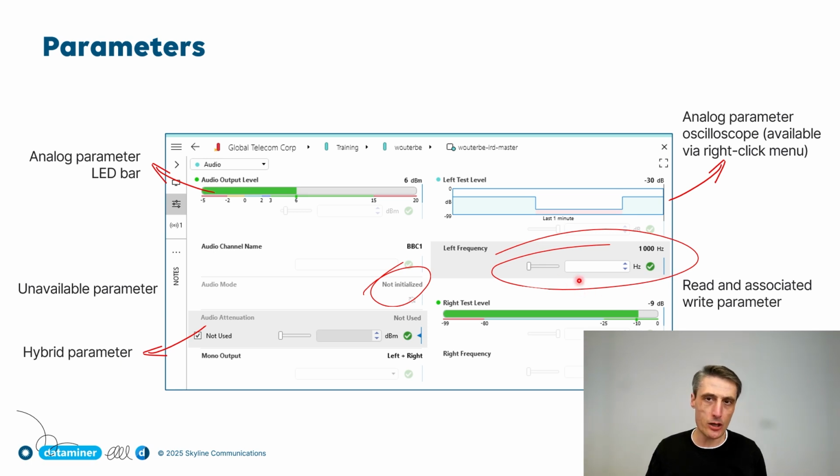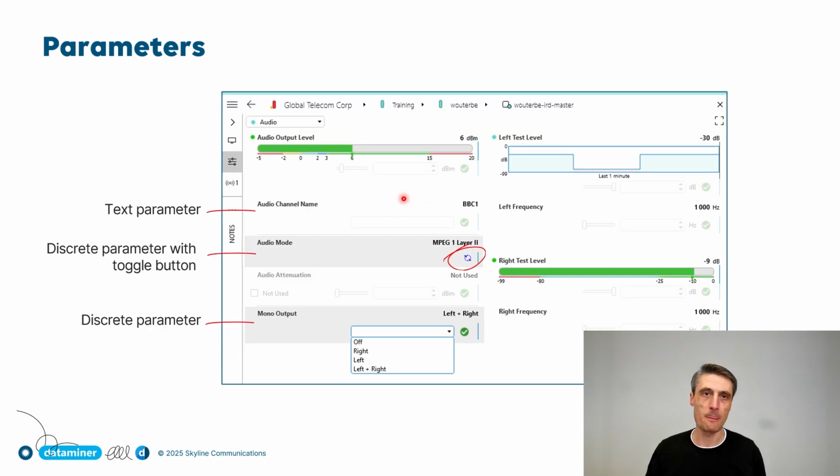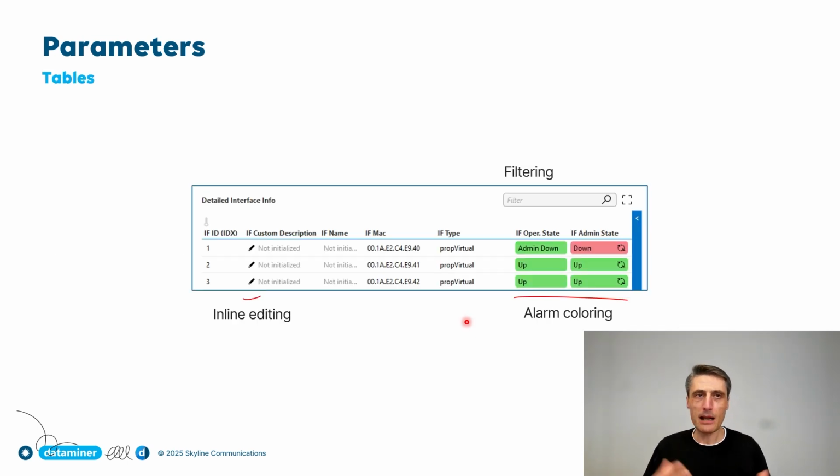The read and the write are nicely connected to each other, so you can have the frequency of your left frequency here. You can easily change that. I've shown that with the audio output level. The text parameter, the discrete parameters with the toggle button or the drop down, we've covered those things. So those are the regular parameters, but often we see, of course, tables of parameters. Very powerful because we typically have lots of information that needs to be shown from our data sources.